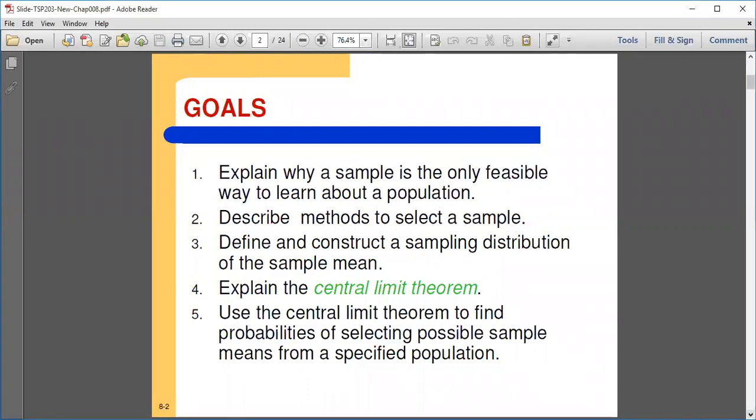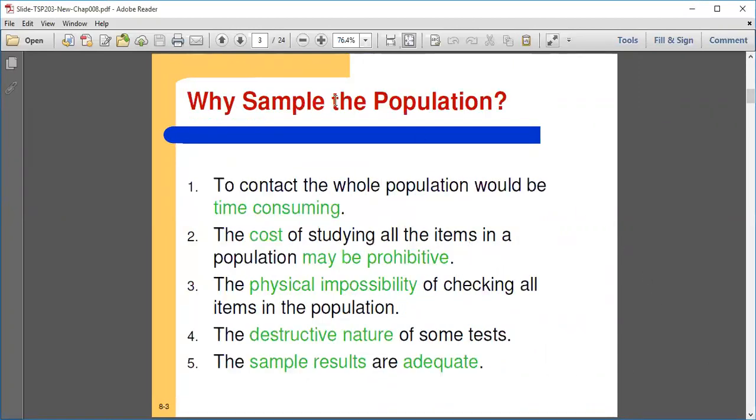selecting a possible sample mean from the specified population. So let's move on to the next slide, which covers why we sample the population, that is, why we need to take a sample from a population. The first point shows that to contact the whole population would be time consuming. It is very time consuming and costly to reach out to each and every item or respondent of the population and collect the data.